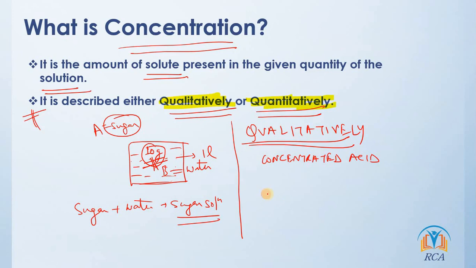Or what is a very weak acid? Then we actually call it a dilute acid, right? This actually justifies what? It justifies the strength of that acid. But then what is actually meant by a concentrated acid?